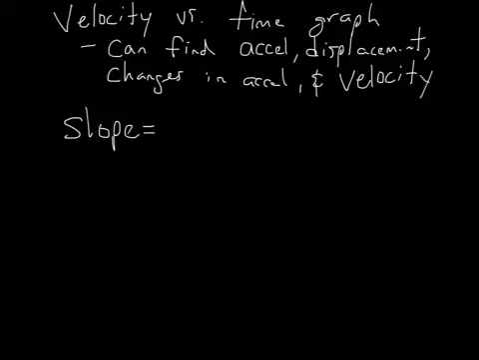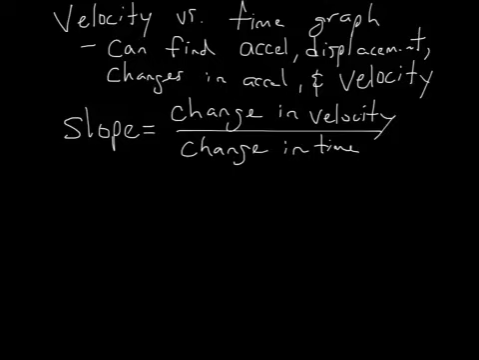Think about what the slope of a position versus time graph was. Of course, that was velocity. So what do you think the slope from a velocity versus time graph is going to be? You guessed it. It's going to be the change in velocity divided by the change in time. And we know that to be the average acceleration. So acceleration, average acceleration. Okay?